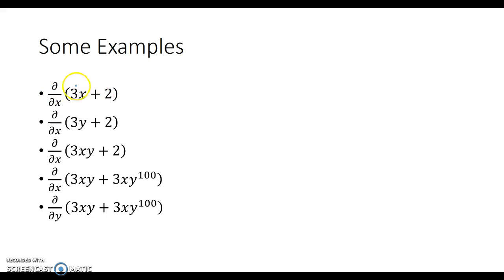Okay, well, what's the derivative of 3x? Well, the derivative of 3x is 3 because that's a linear function. And the derivative of a constant is 0, so our partial is that this function has a rate of change of 3.